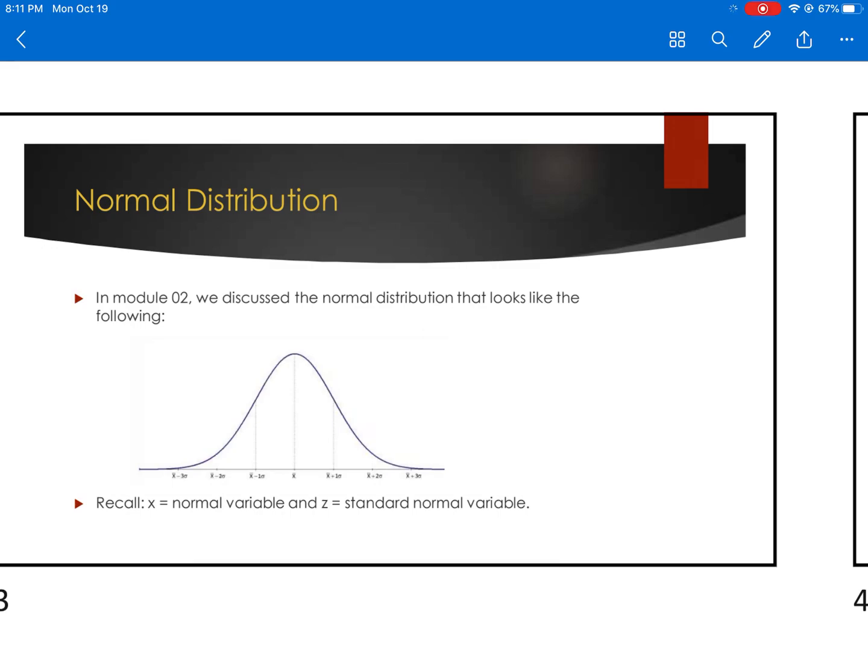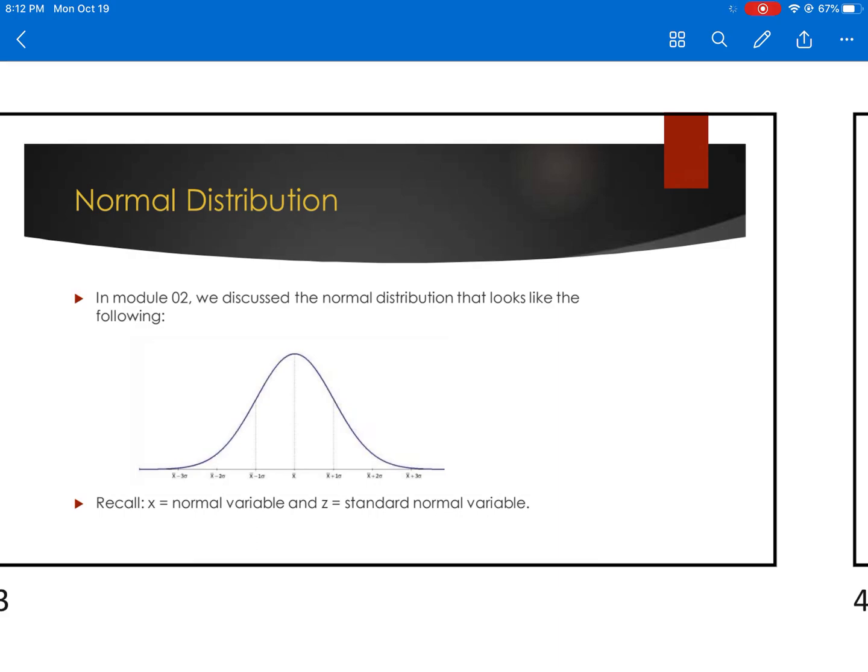So, in Module 2, we talked about normal distribution. If you recall normal distribution, you can either have an x or a z variable. The x stands for your normal variable. Your z is the standard normal variable. They both have a bell-shaped curve, which means 50% of your data lies to the right, 50% of your data lies to the left. It is symmetric.